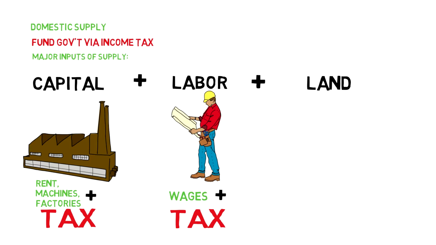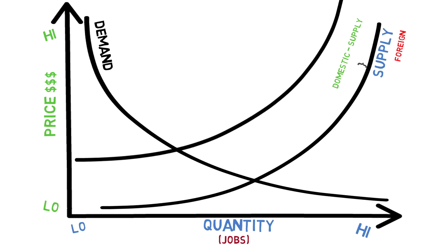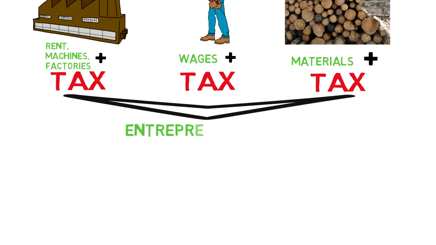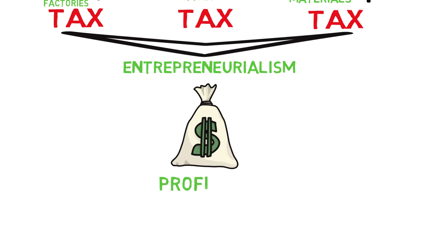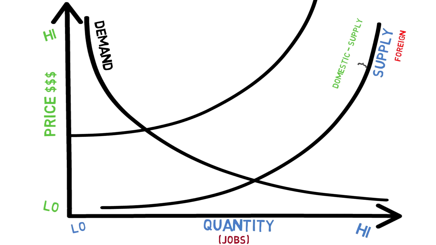Land, which is the last element of production, refers to materials. Everybody in the material channel is also taxed. This tax gets embedded and further pushes out the supply curve, making it more expensive for domestic producers. And finally, we have the entrepreneur, who is paid through profits. And of course, we all know that there's a tax on profits, pushing the supply curve out even further.